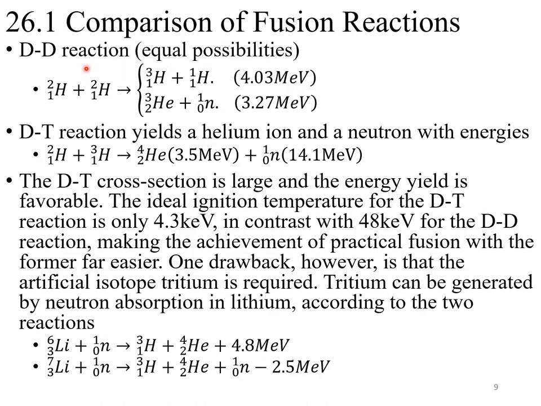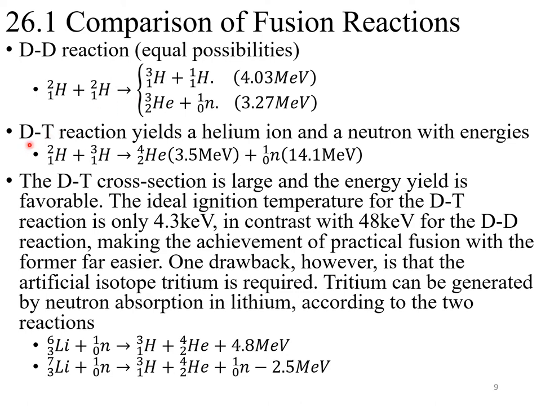The DD reaction is shown here. So we have a hydrogen-2 hit another hydrogen-2. We'll have two outcomes. These two outcomes will have an equal possibility. So 50% chance for the first equation and 50% chance for the second equation. For one equation, it will produce a proton and also a tritium. And for the second equation, it will produce a neutron and a helium-3.